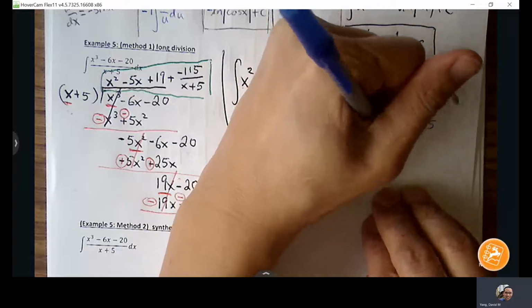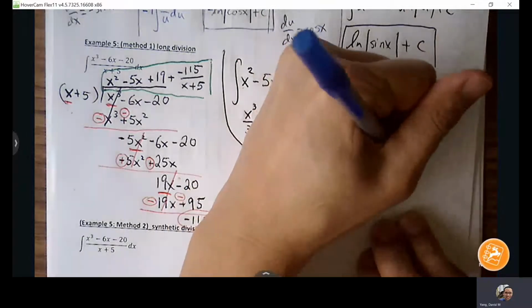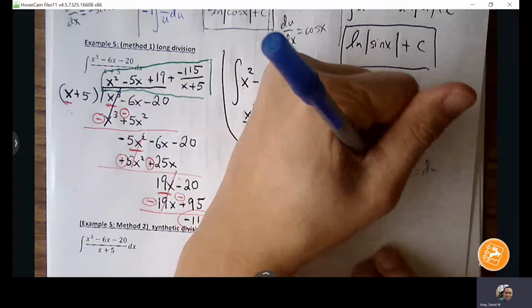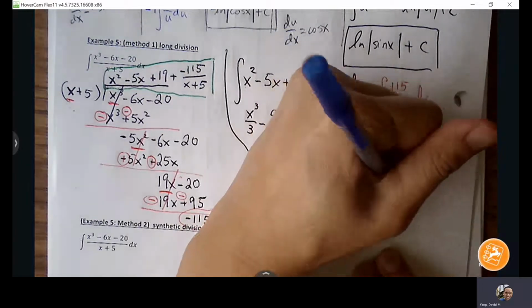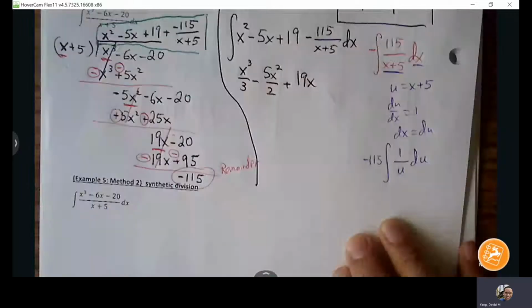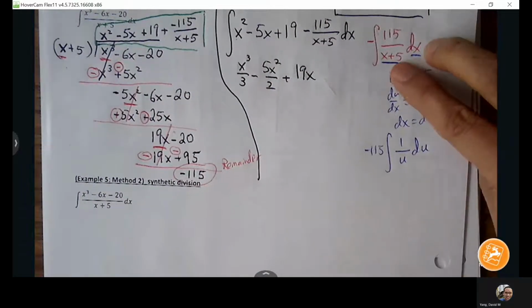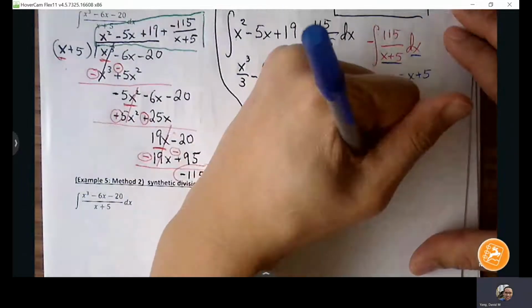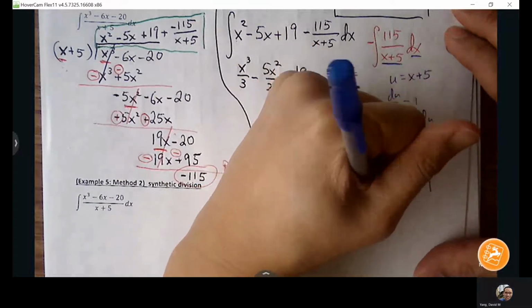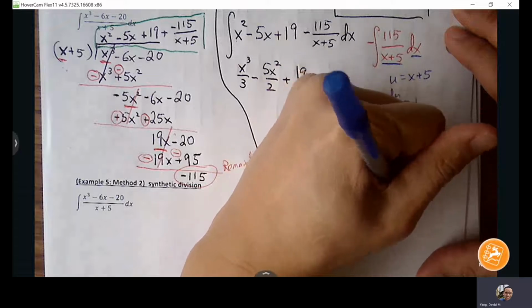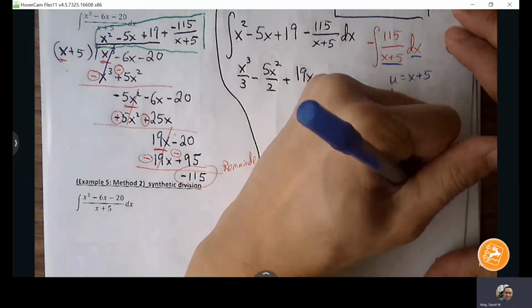Okay, du dx equals 1, dx equals du. You can pull the 115 out in front. We're left with 1 over u du, which is just natural log absolute value of u. And then replace the u back in terms of the x.